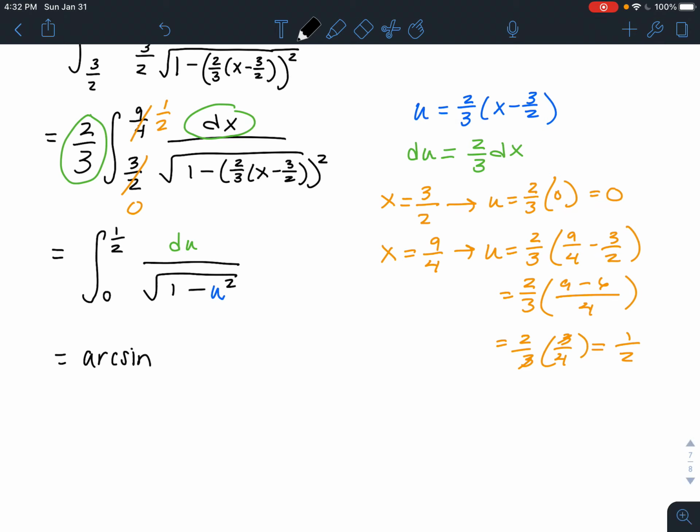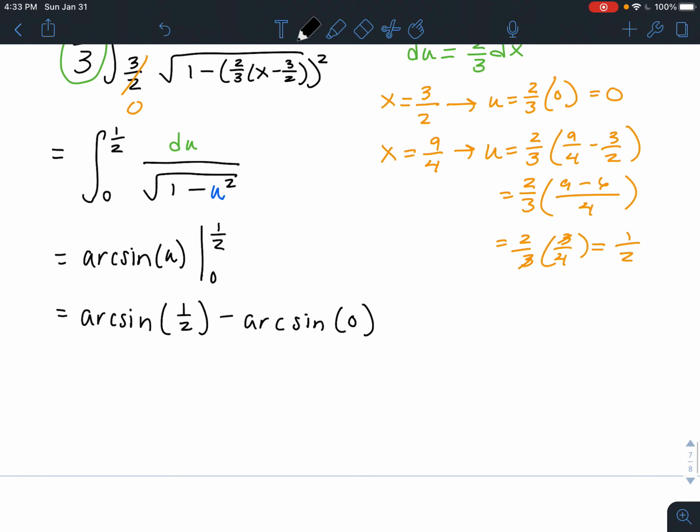So I'm going to do the arc sine of u evaluated from 0 to 1/2. So that's the arc sine of 1/2 minus the arc sine of 0. Okay, well the arc sine of 0 is 0. So remember, we're trying to find the angle that gives us that sine value, and sine is equal to 1/2 at pi over 6, so we get pi over 6 here. So my final answer is pi over 6.